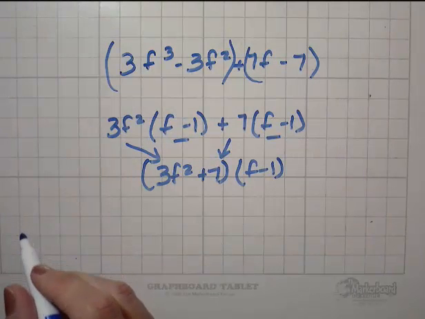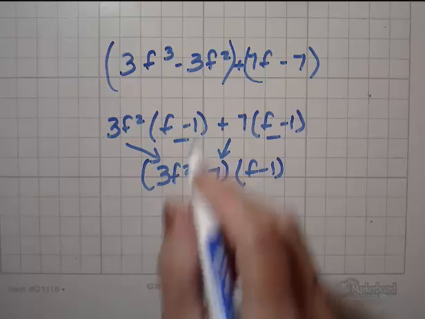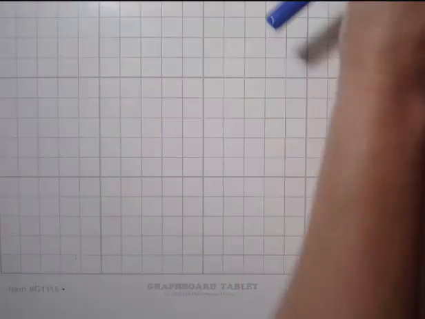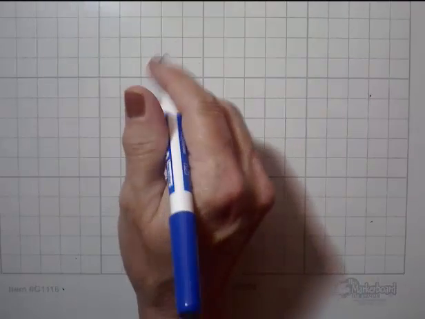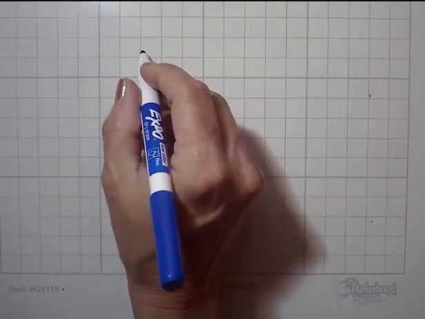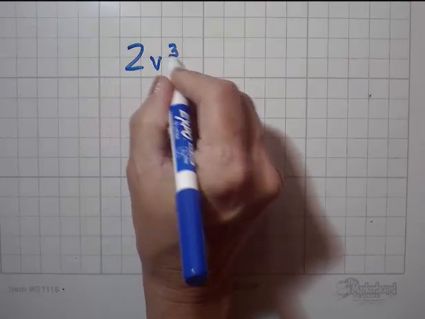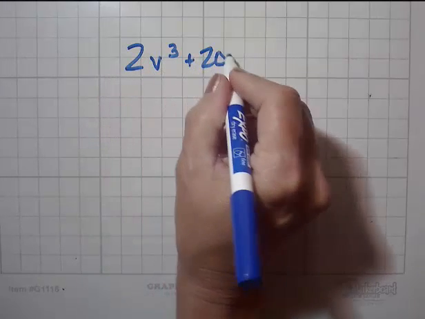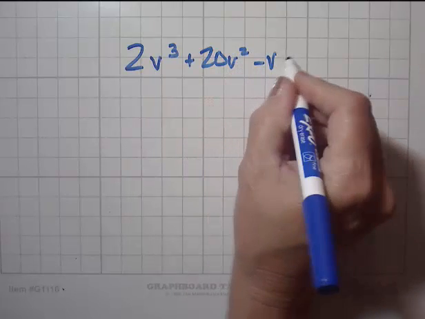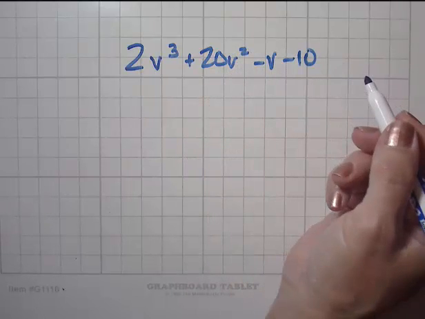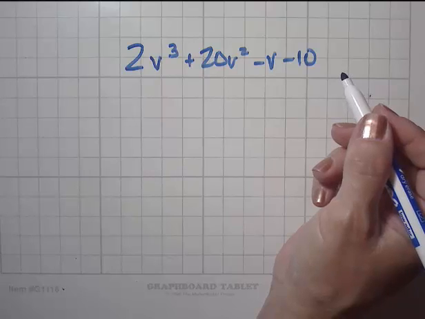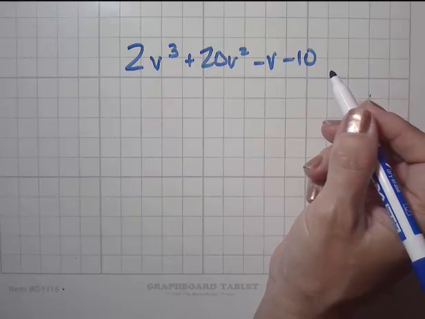At any point that you see a problem that you want to try on your own, once I write it on the board, go ahead and pause your YouTube video, and try it yourself, and then turn the video back on and see if you got the same answer as I did. 2v cubed plus 20v squared minus v minus 10. That's a good one. Why don't you go ahead and see if you can figure that one out.